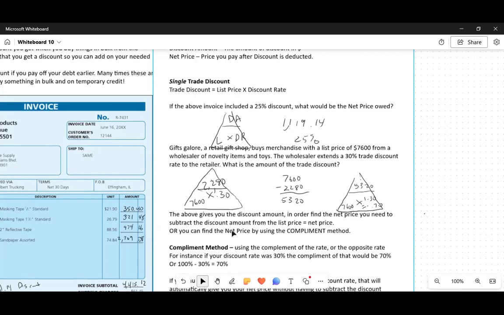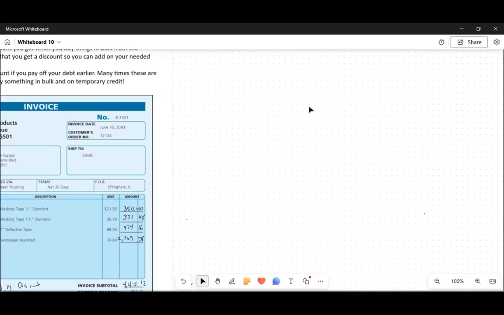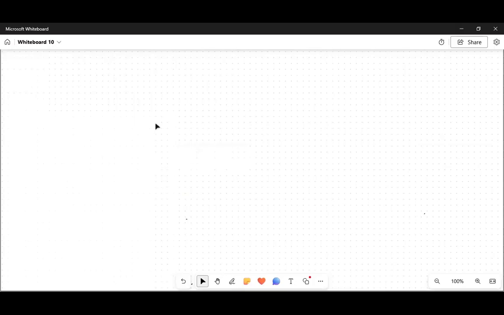Now, again, I solved this problem the first way by just finding out how much the discount amount was on 7,600. A 30% discount on 7,600 came out to 2,280. And then I took my 7,600, which was my list price, minus the discount amount of 2,280, and that gave me my net price of 53.20. Or I could have just deducted the percentage of the discount. That left me with 70% of the 7,600 that I would pay, and that's the same amount, 53.20. So that's what we call utilizing the trade discount amount.